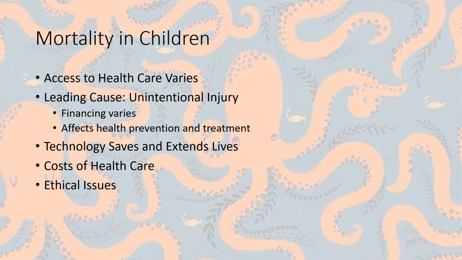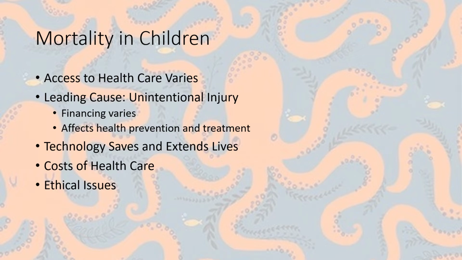Mortality. So when you think of mortality, think of death in children. Causes of death in children have a lot to do with lack of access to health care. Kids are at much higher risk if they don't have access to health. Also, a leading cause of death among children is unintentional injuries.